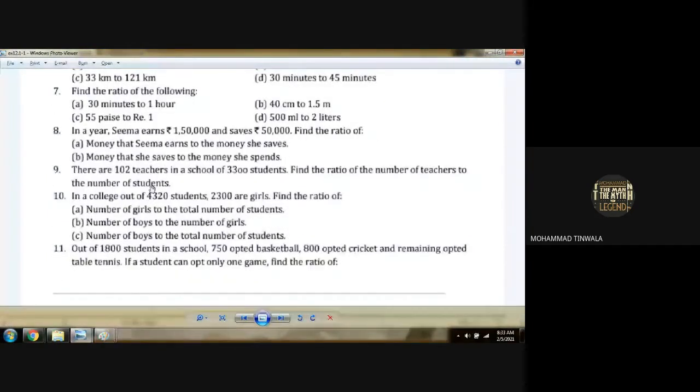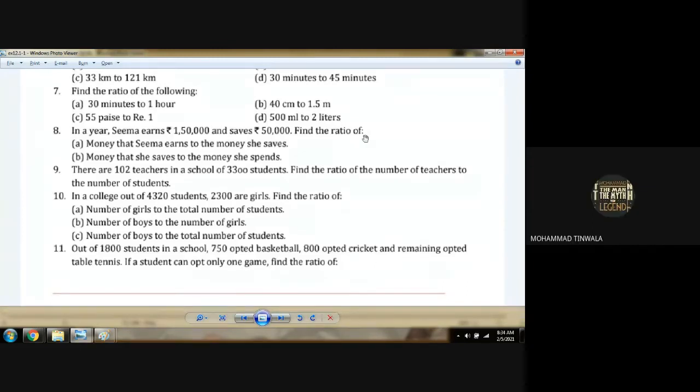Chalo, question number 8. Muhammad Fazil, please read. Okay. In a year, Seema earns 1,50,000 rupees and saves 50,000 rupees. Find the ratio of.